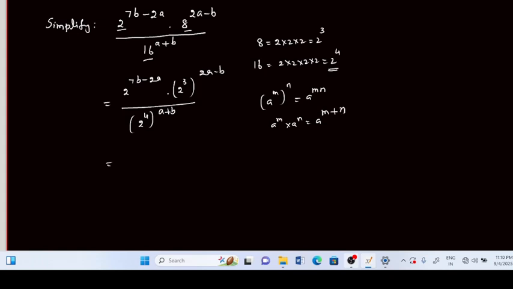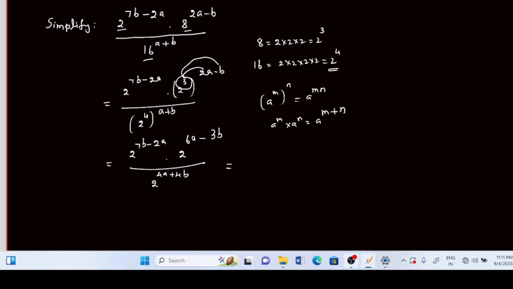So using these two, first we write the first term as it is. The second term we write as 2 power 3 multiplied with both the terms, so 3 into 2a is 6a, minus 3 into b is 3b, dividing by, the denominator also, 4 should be multiplied with both the terms, 4a plus 4b.